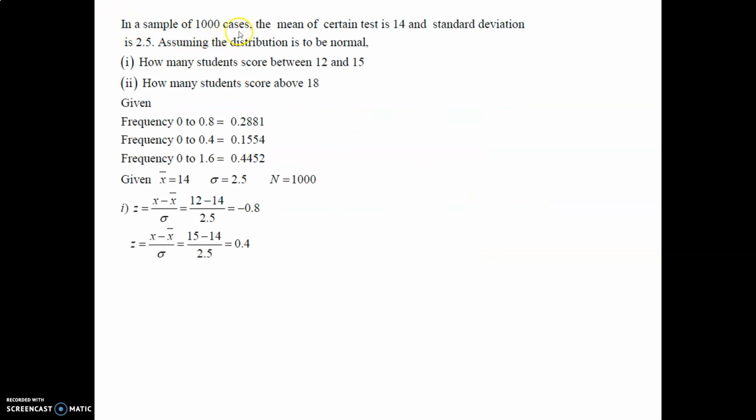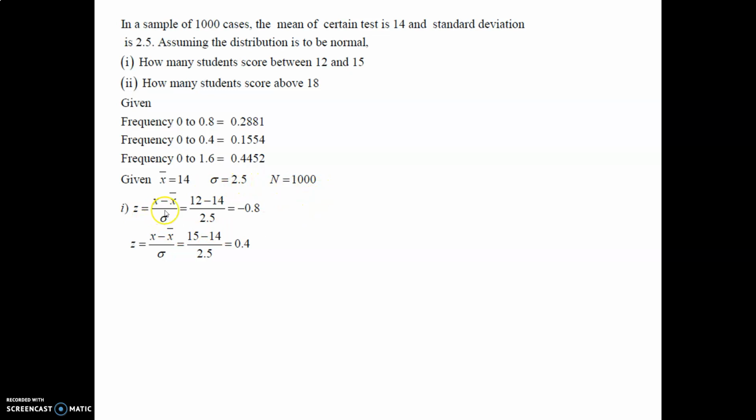In a sample of 1000 cases, the mean of a certain test is 14 and the standard deviation is 2.5, assuming the distribution is normal. How many students score between 12 and 15? How many students score above 18? Frequency 0 to 0.8 is 0.2881, 0 to 0.4 is 0.1554, 0 to 1.6 is 0.4452. X bar equal to 14, sigma 2.5, n is equal to 1000.